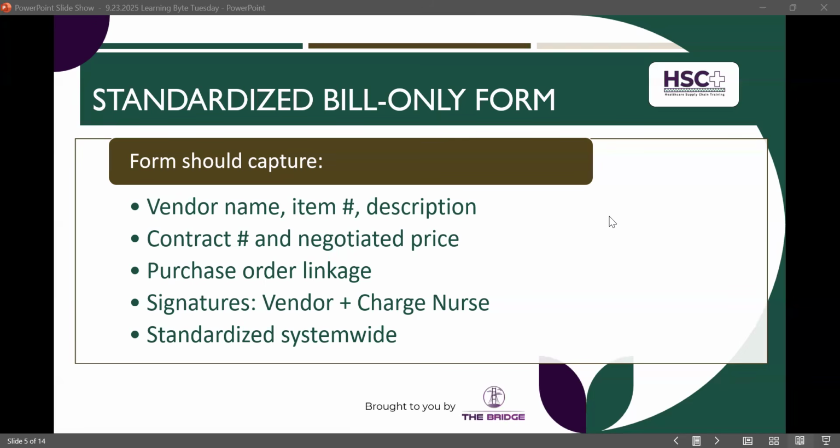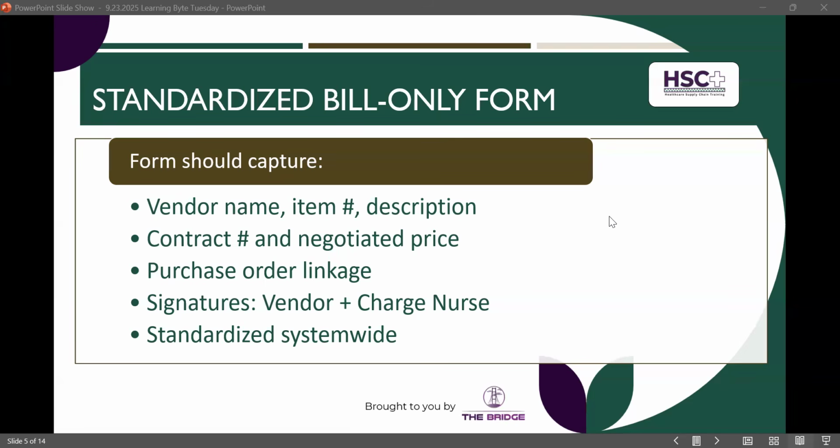And then when you guys do a contract with a vendor, I want you to be showing them, this is our standard bill only form. This is the procedure that goes along with it. You can use the bill only form and the procedure as exhibits in your contract with those vendors to make sure they are following your rules. And I think that that's super important.